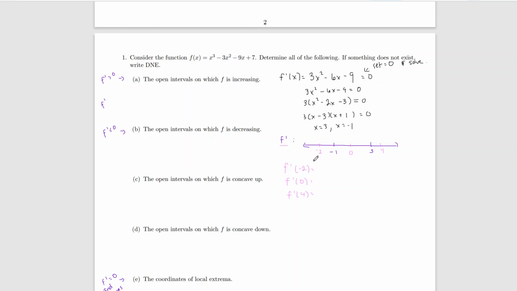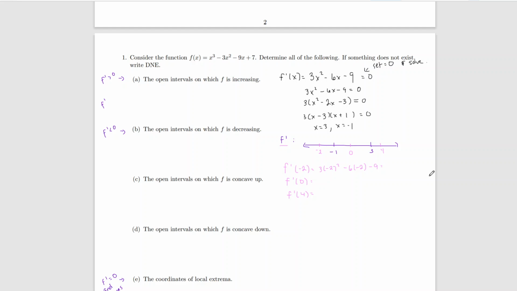As long as the numbers are valid in the interval, you can pick anything to the left of -1, anything between -1 and 3, and anything to the right of 3. You're good to go. Just pick easy numbers. All right, so plug them in. We got 3 times -2 squared minus 6 times -2, and then minus 9. And really all we care about here is whether it's positive or negative. So once you get to that point, you can just stop.